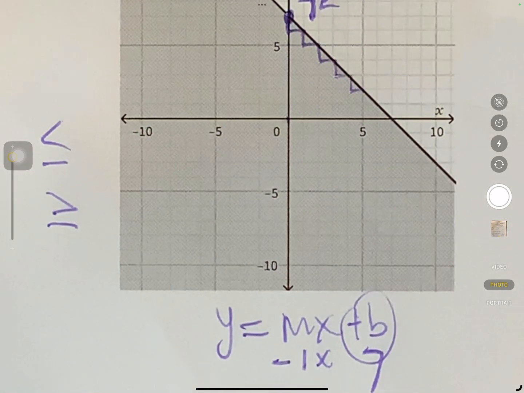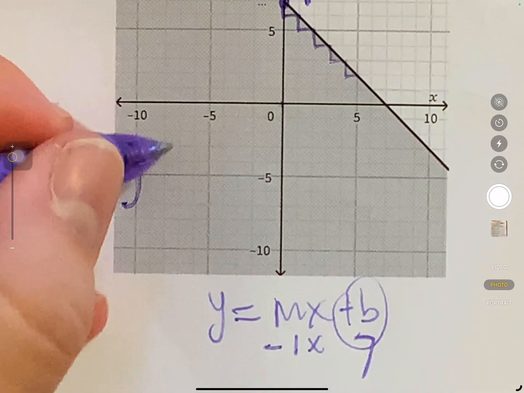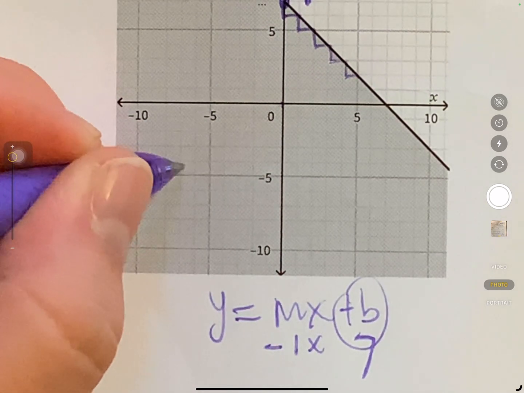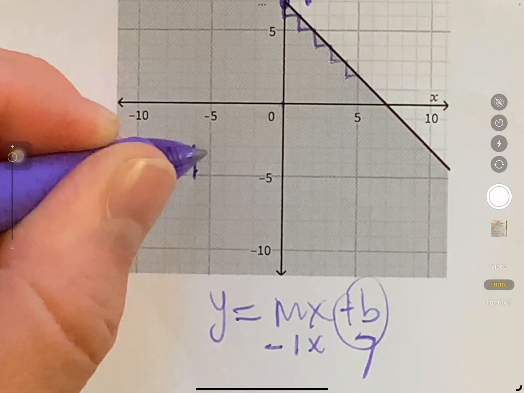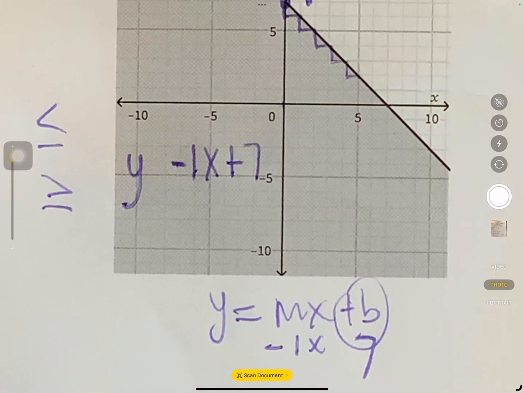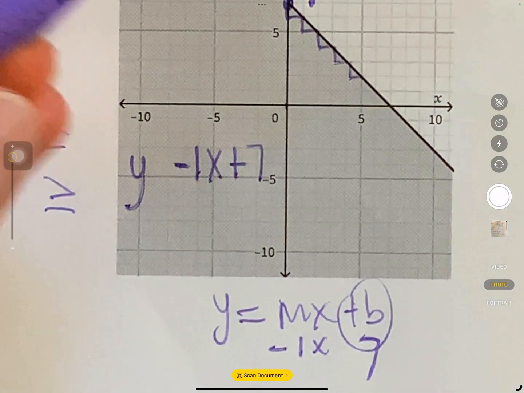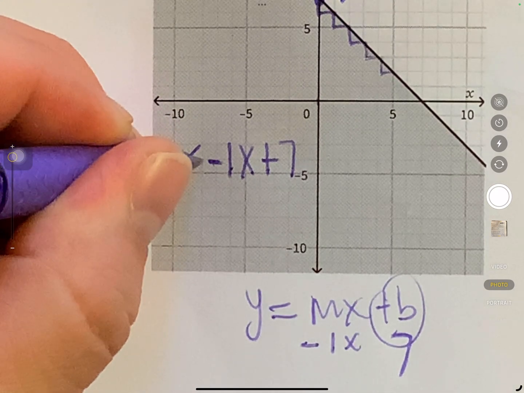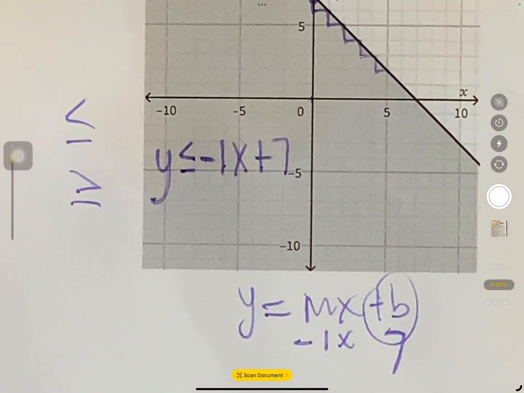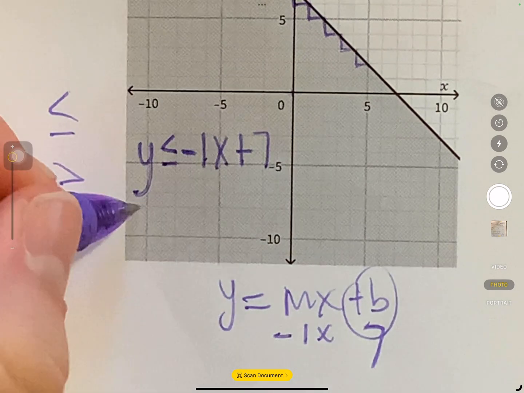So step 1, let's make our answer. y, let's put that in. Let's leave a space for the inequality. Let's write negative 1x, or just negative x, plus 7. Now let's put in one of these and test it. Let's put in the less than or equal to. And now let's plug in our zeros.